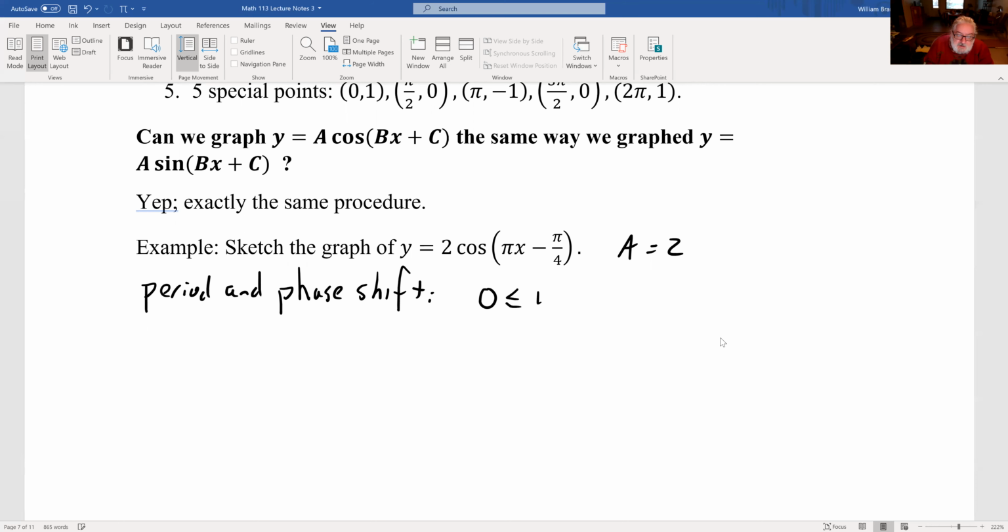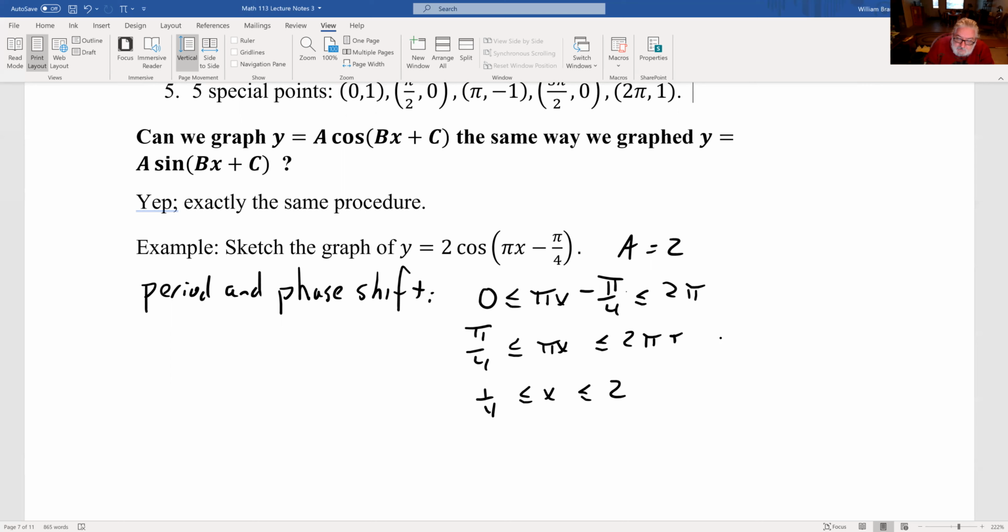0 less than or equal to pi x minus pi over 4 less than or equal to 2 pi. So we add a pi over 4 everywhere. We get pi over 4 less than or equal to pi x less than or equal to 2 pi plus pi over 4. And then we divide each side by pi. And if I do that, I get 1/4 less than or equal to x less than or equal to 2 plus 1/4. Oh, I forgot to add the pi over 4 over here. There we go, plus 1/4.